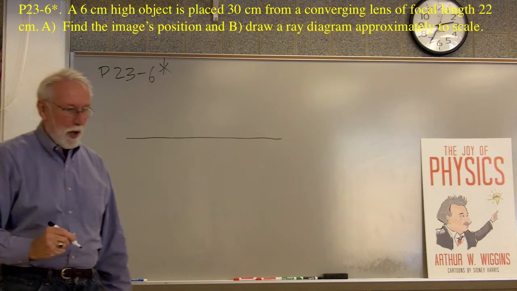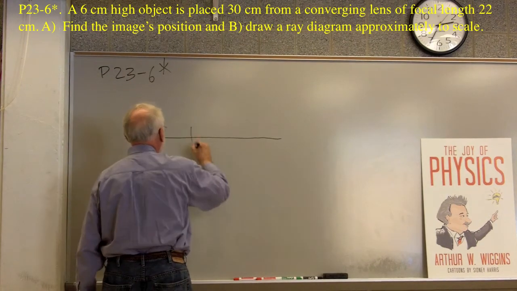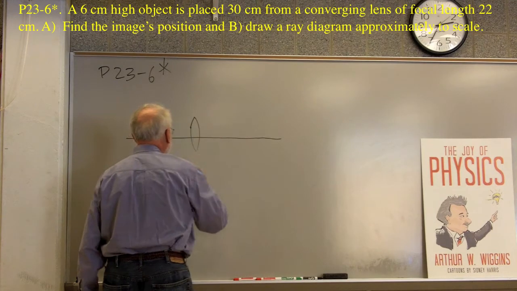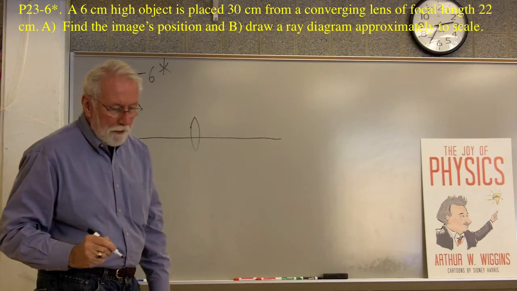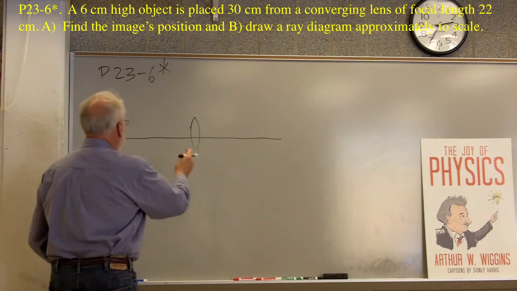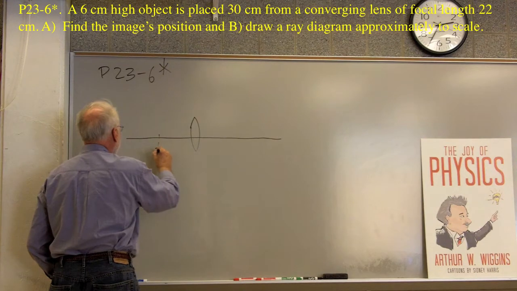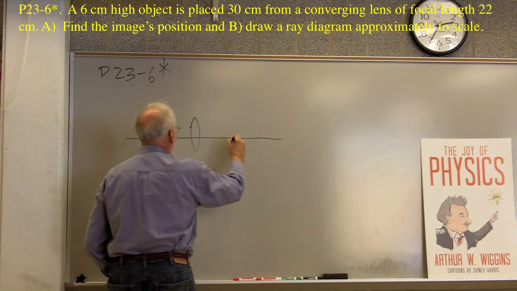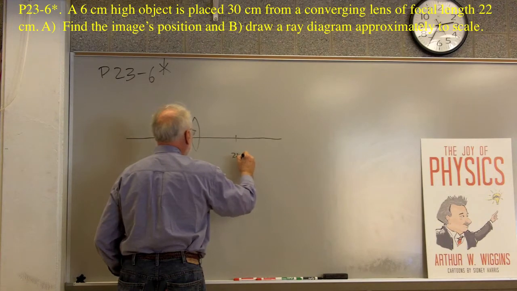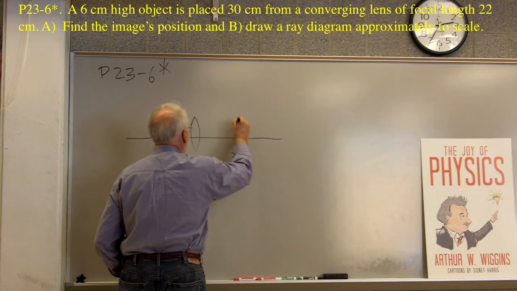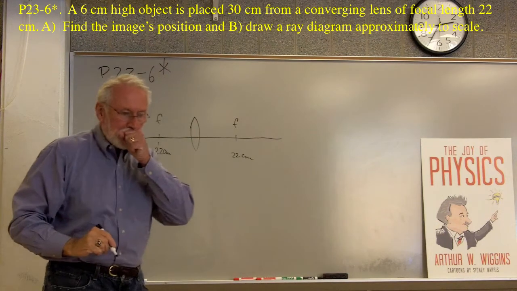Amazing, isn't it? Okay, now the lens is somewhere on this axis. We'll put it right here, like this. There's the lens. And it says this lens has a focal length of 22 centimeters. So we're going to very cleverly say 22 centimeters is right here, like so. And so the focal length is on both sides. This also is 22 centimeters. These are the focal lengths of this lens.